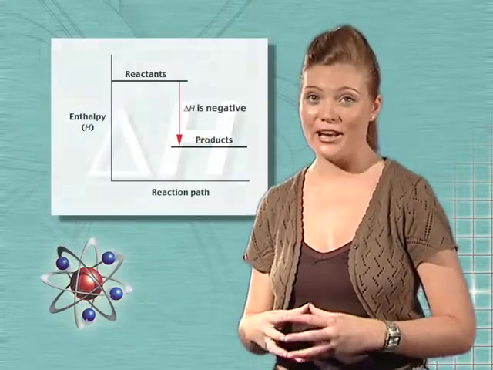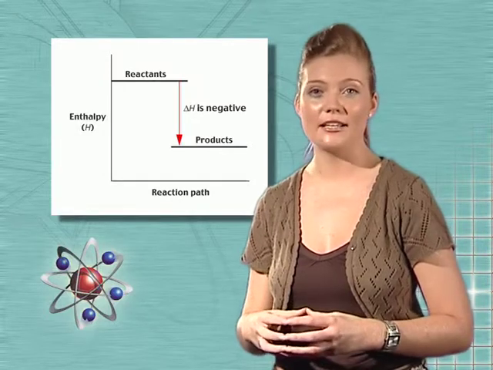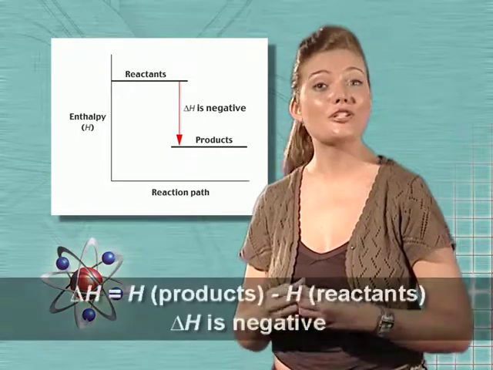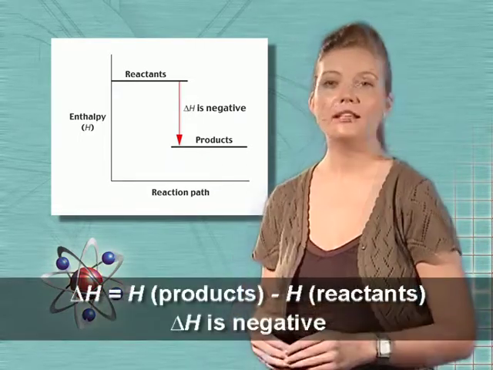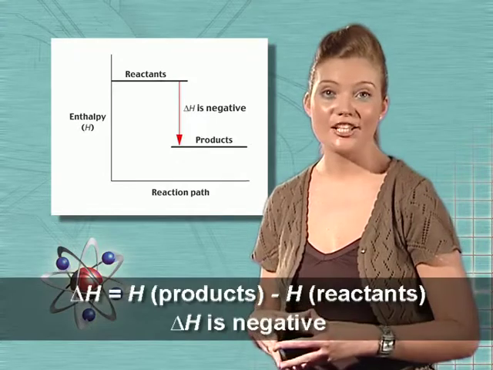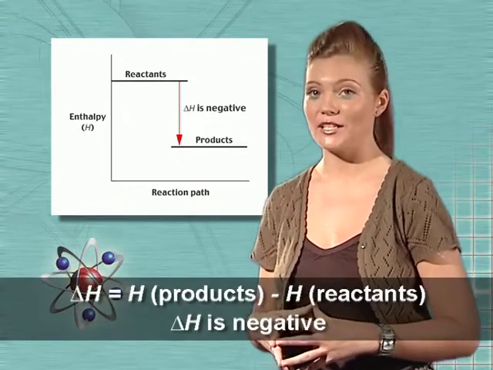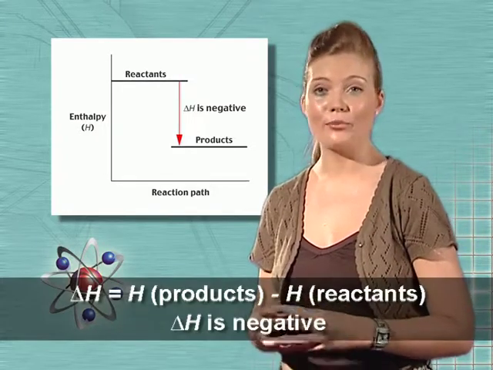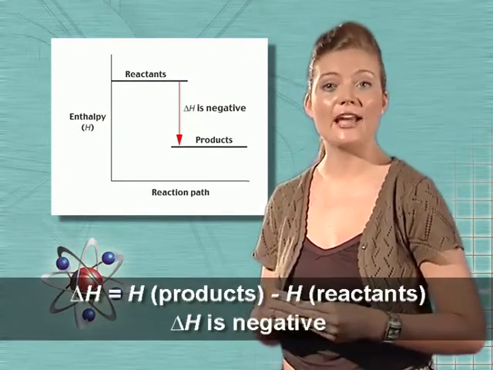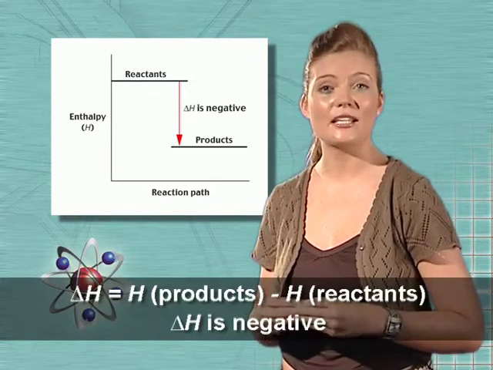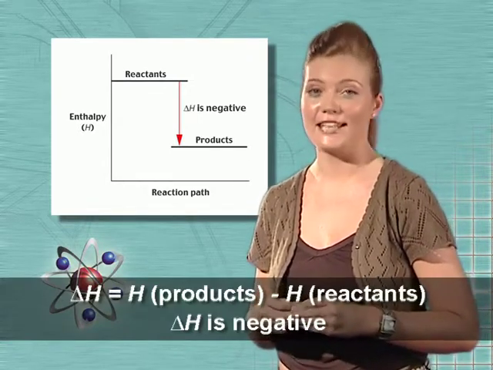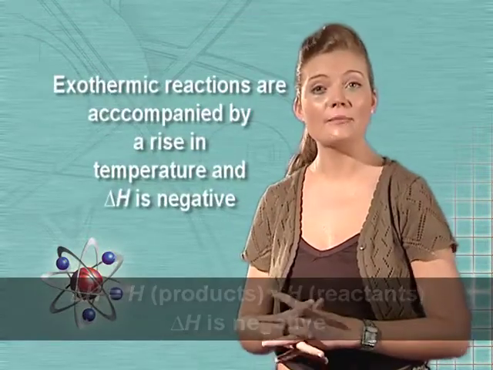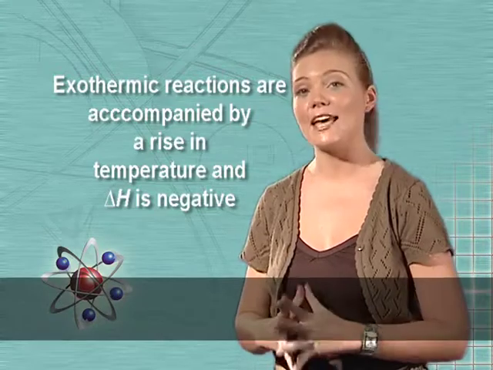In an exothermic reaction, heat energy is given out, and the reaction gets hot. But where does this heat energy go? It goes into the surroundings. The change in enthalpy, delta H, is the total enthalpy of the products minus the total enthalpy of the reactants. The total enthalpy of the products is lower than that of the reactants, as energy has been given out as heat, so delta H is negative. To recap, exothermic reactions are accompanied by a rise in temperature, and delta H is negative.